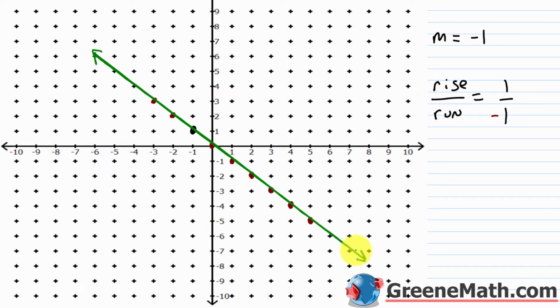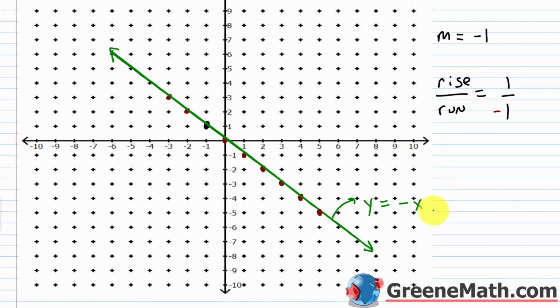And later on, we're going to learn how to take this information that we have and find the equation for the line. So this is actually y equals negative x. And I know that you don't know how to do that yet. That's okay. We're going to learn it very, very soon in the future.